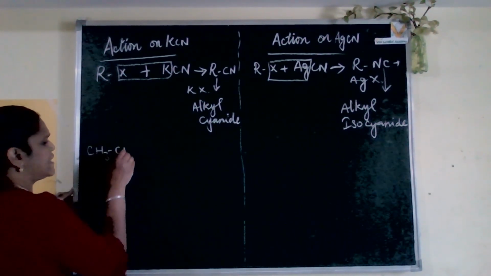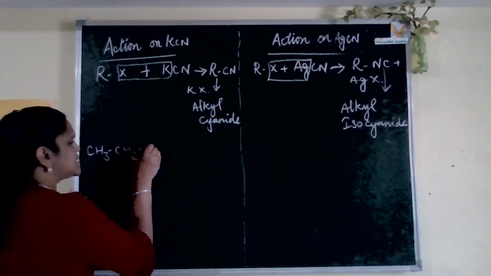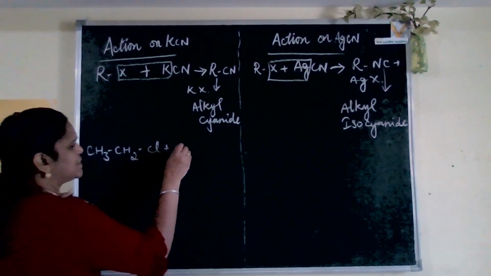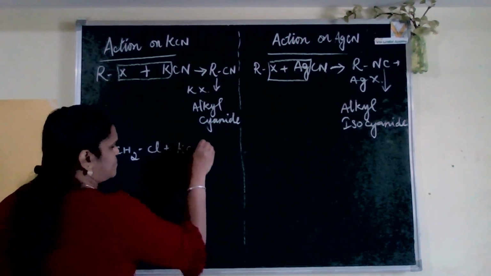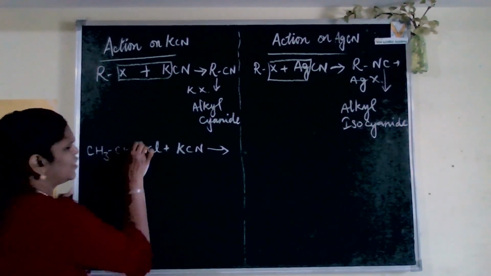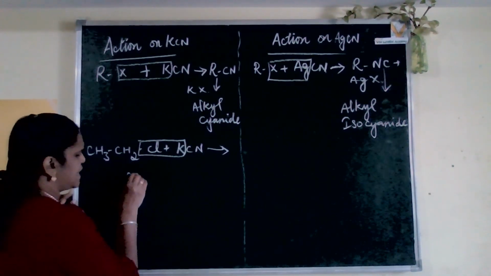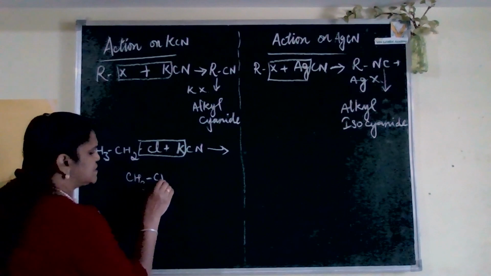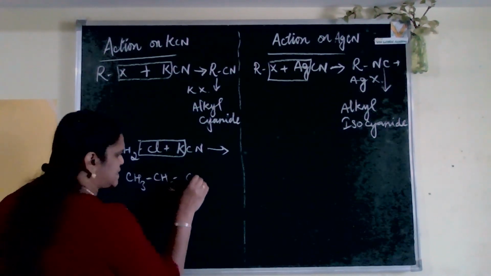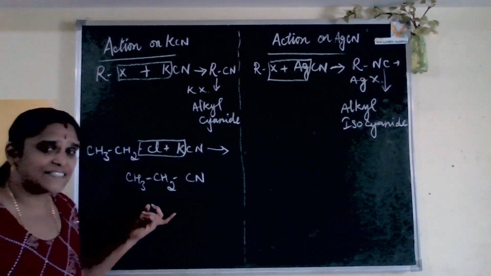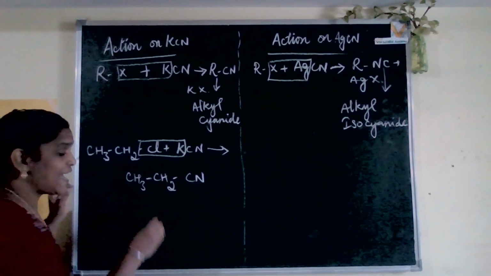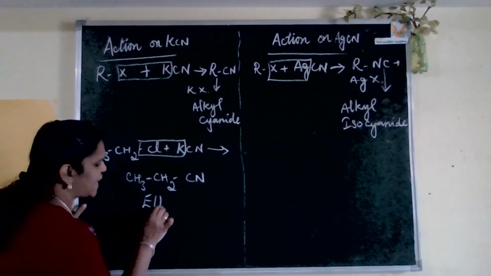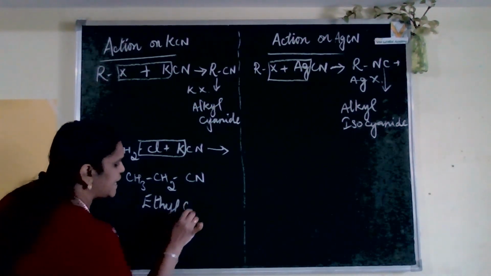CH3CH2Cl combined with KCN. The same way, you will receive CH3CH2CN. What is this? Come on. Ethyl cyanide. Very good. Ethyl cyanide.